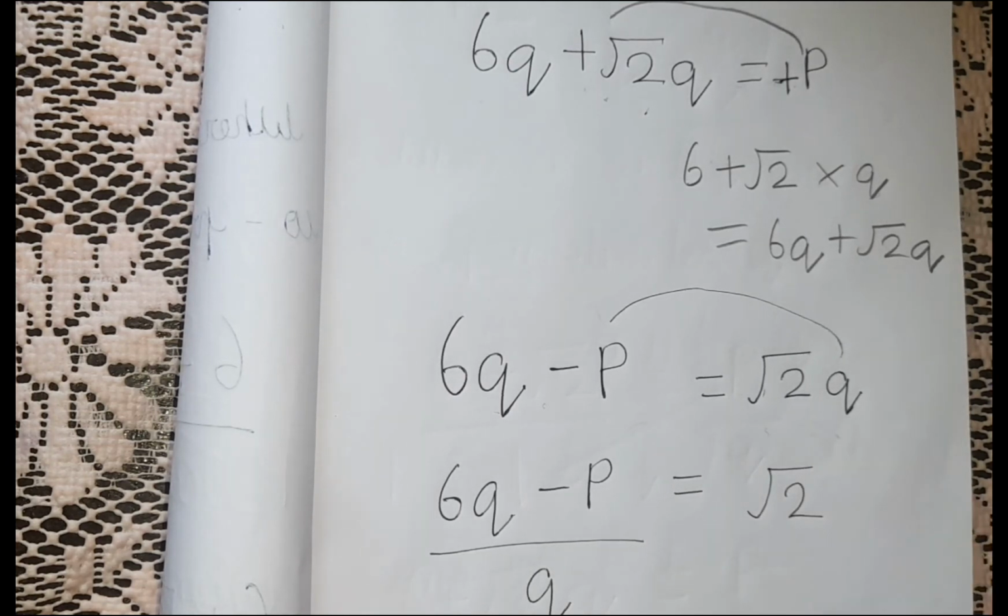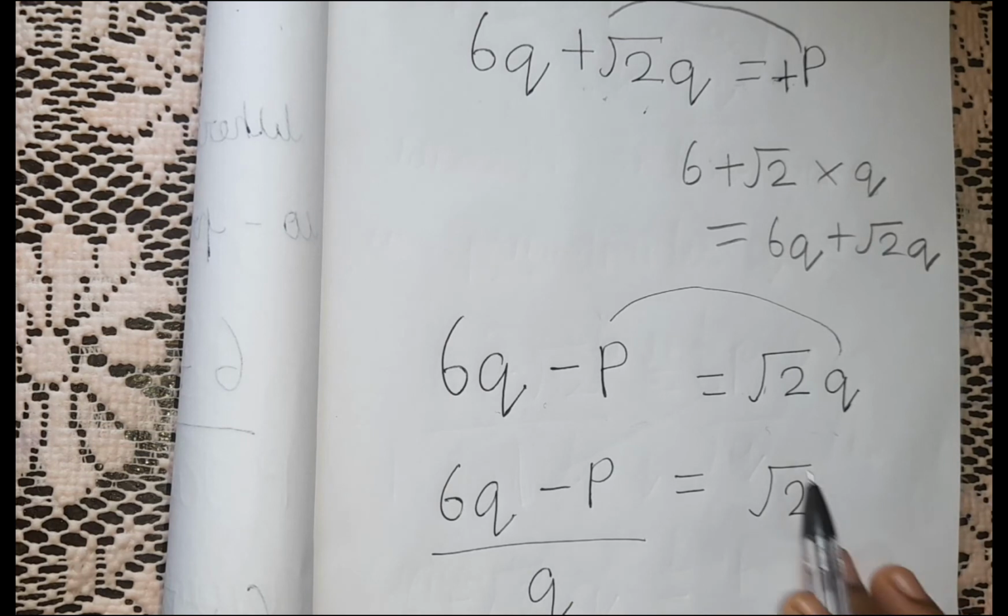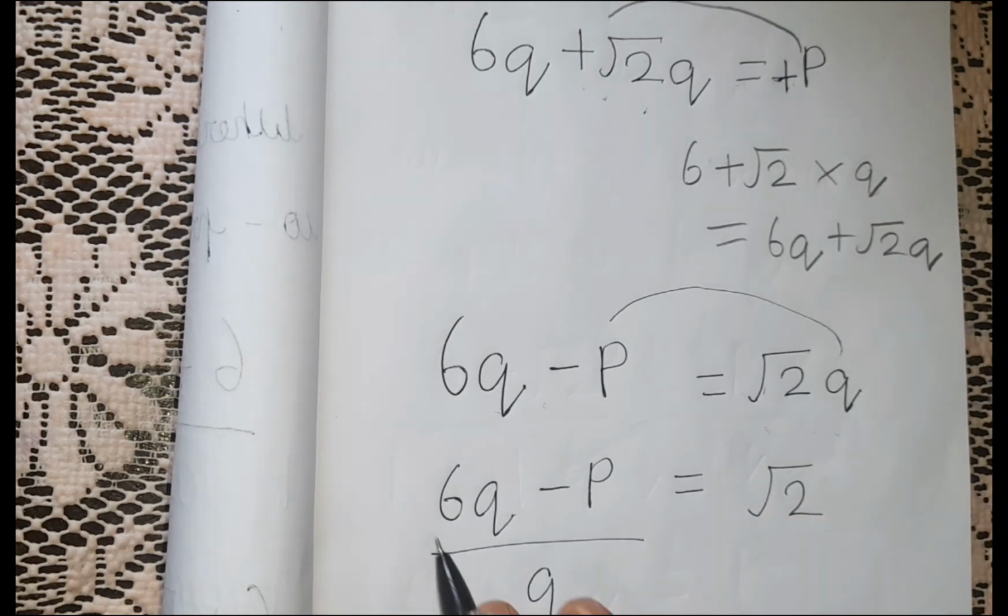You guys might ask, why are we doing these things? We are doing it because we already proved root 2 is irrational. So root 2 has to be separate, and we separated root 2 from the rest of the things. So here 6q minus p divided by q is equal to root 2. Already we proved root 2 is irrational. So we know that 6q minus p divided by q is rational.